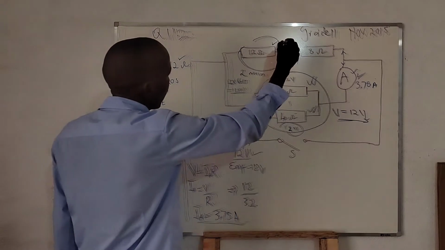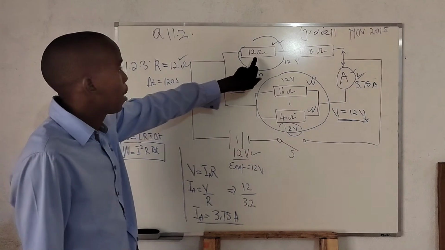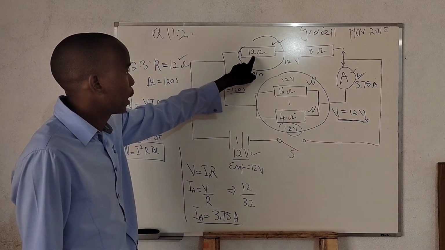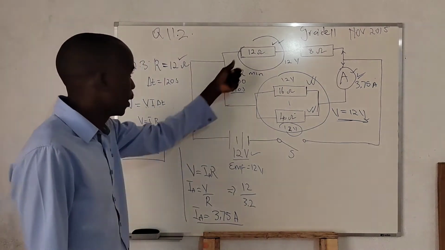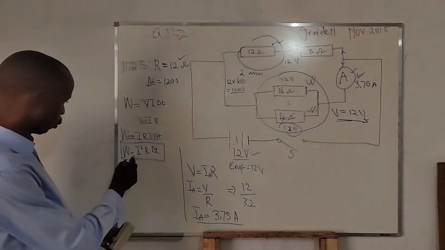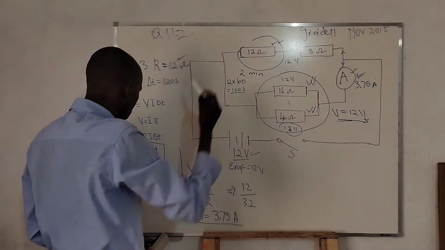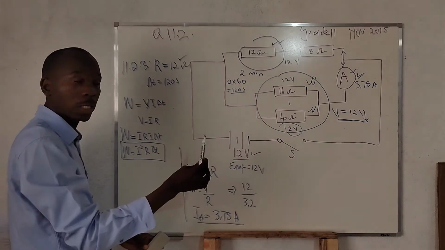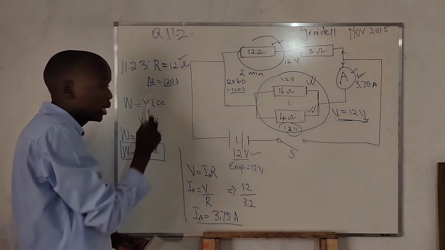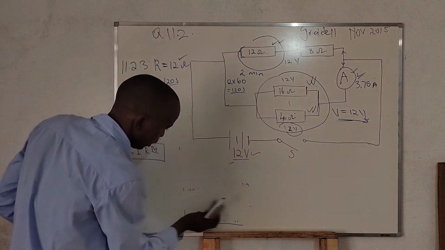So we don't know the current passing through this resistor. Now we are going to determine the current passing through this resistor. Let us see how we go about that, so that we can calculate our energy, because we know the resistance. The resistance is 12 ohms. We know the time, energy dissipated in 2 minutes, which is equal to 120 seconds. So I'm going to create some space here by erasing this.